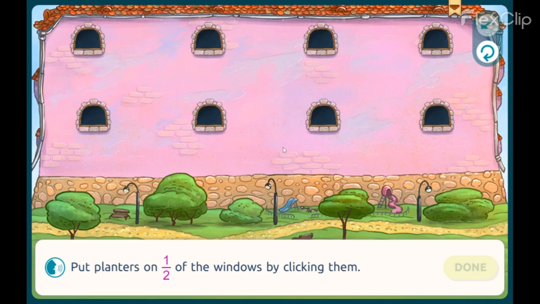We are placing our planters on 4 random windows, right? They're not sticking to lines or columns. We know that in total we need to cover 4 windows with planters.